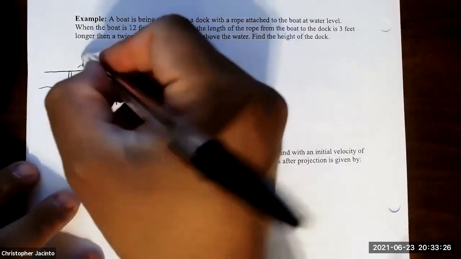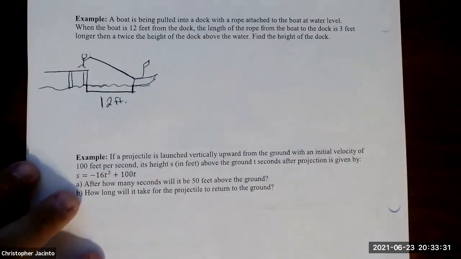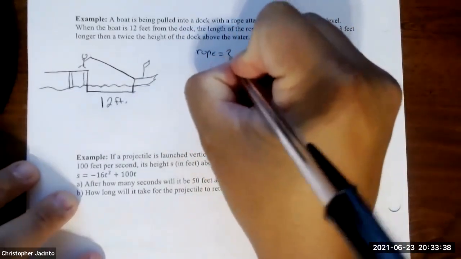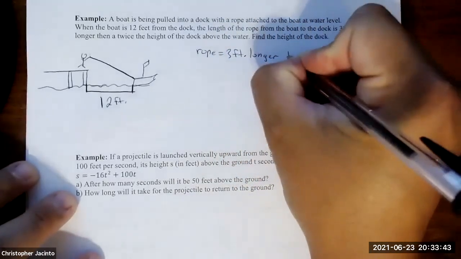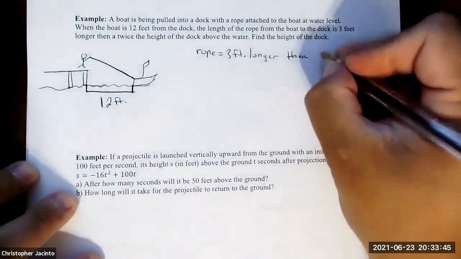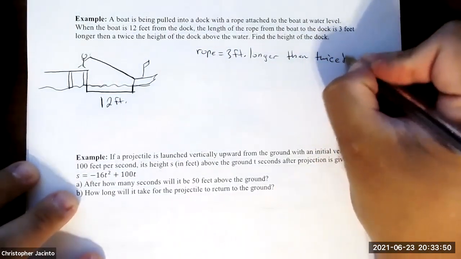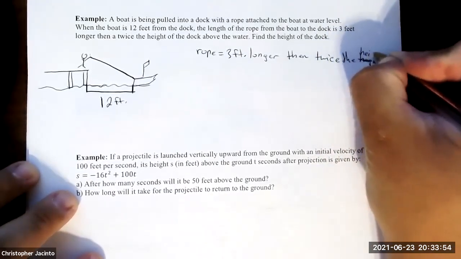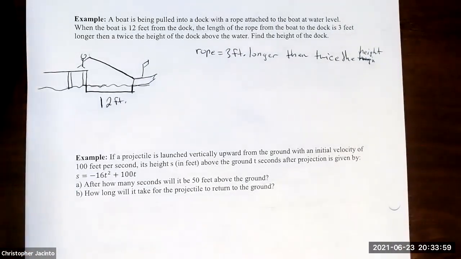The length of the rope, so this is the rope, right? The length of the rope from the boat is 3 feet longer. So let's say the rope is 3 feet longer than twice the height. Okay, that's a lot of stuff, right?